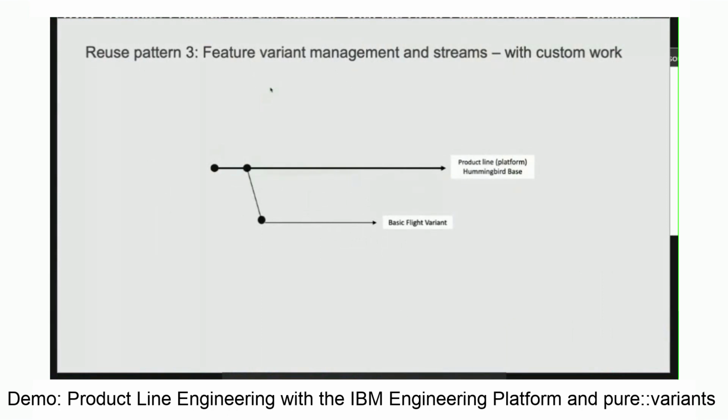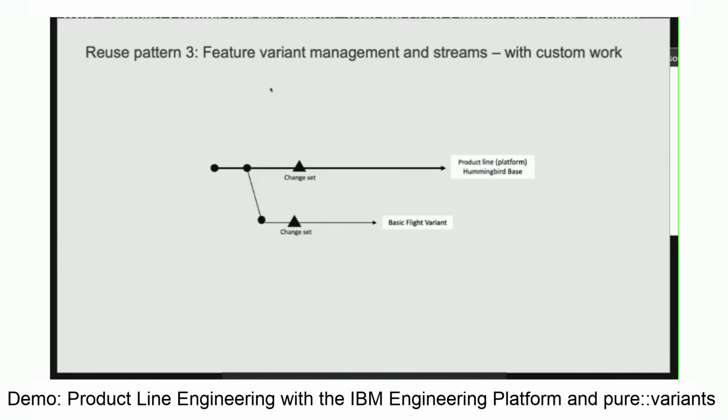Let's first take a look at the version of the slide that Iran showed earlier. This is where we are right now. We've generated our basic flight variant from the platform, that new variant, while at the same time another team is also continuing to work on the platform. At some point, we want to consolidate the platform changes with the basic flight variant changes.